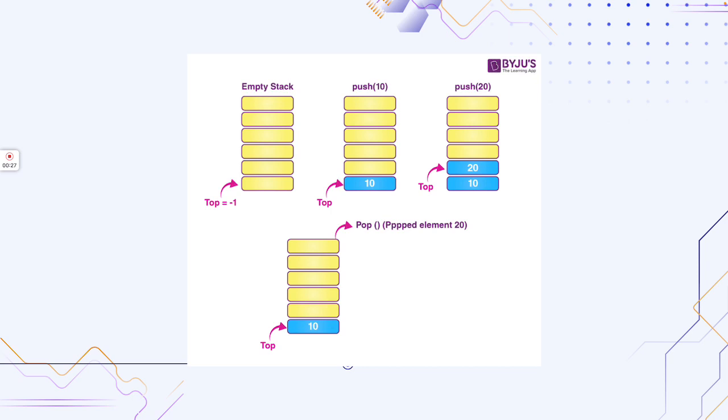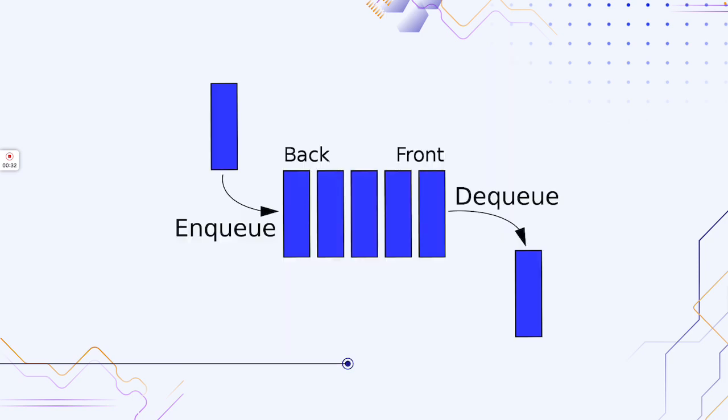A stack follows the last in, first out principle, just like a stack of plates. Next, we have a queue. A queue follows the first in, first out principle, resembling a line of people waiting for a service.